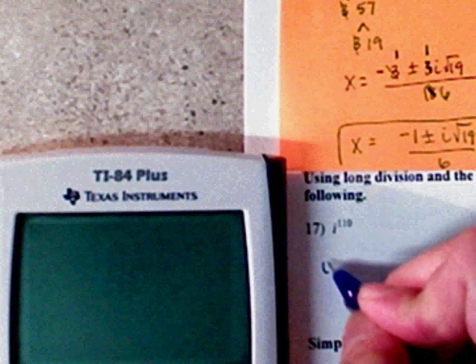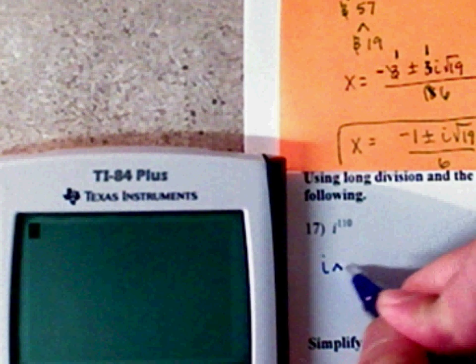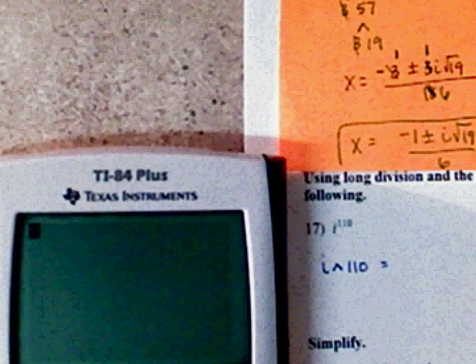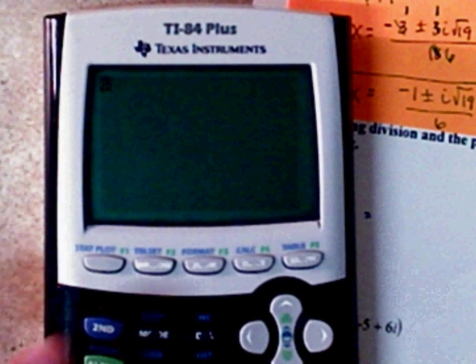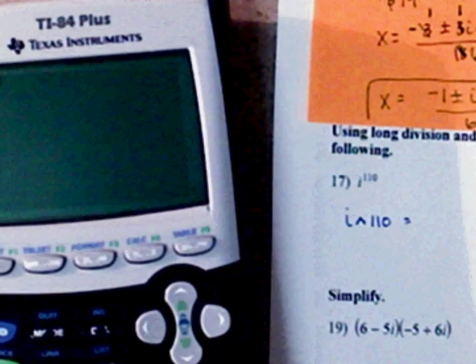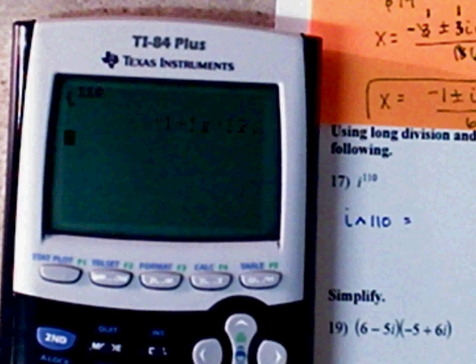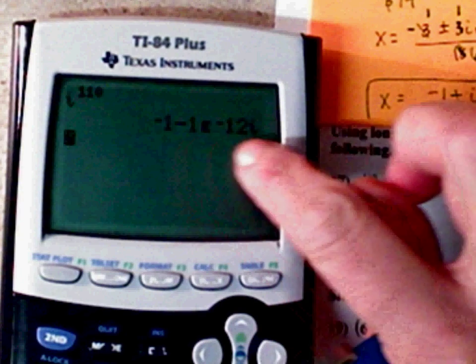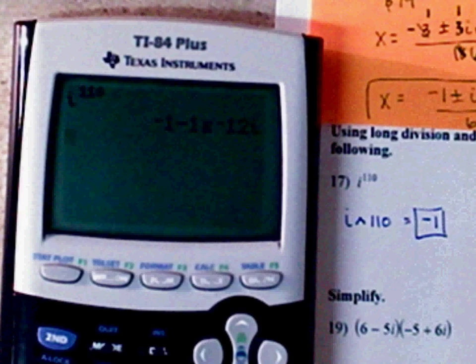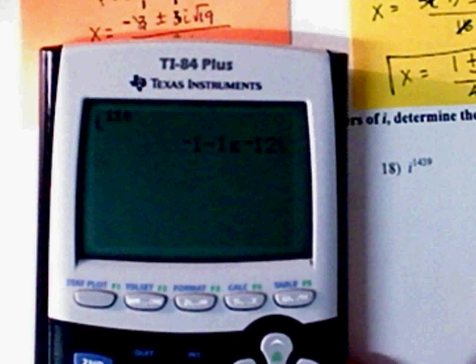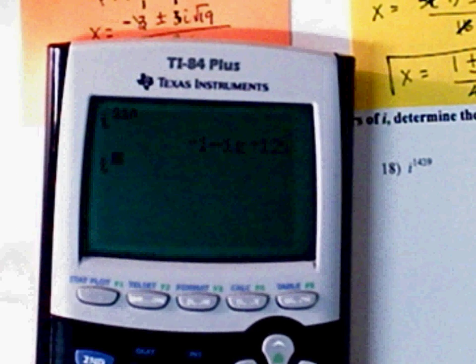All right? So, you type it in your calculator, just like that. The i is down here, above the decimal. This part. See the i? So all you have to do is second i raised to the 110, and that comes out to be, you ignore this part, that's the same thing as negative 1. Okay? Number 18. i raised to the 1439.